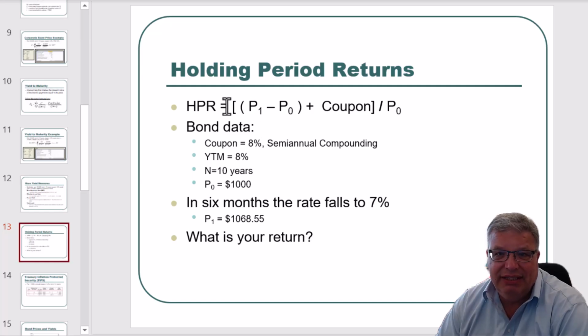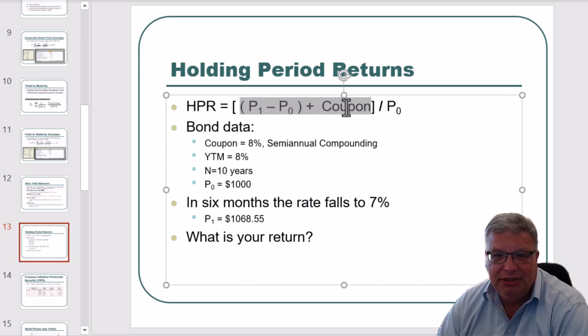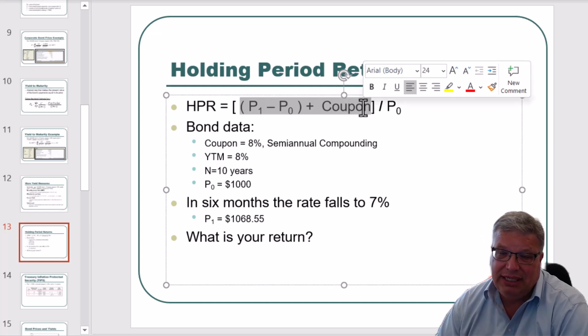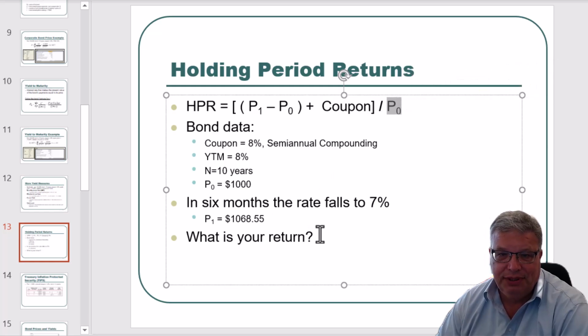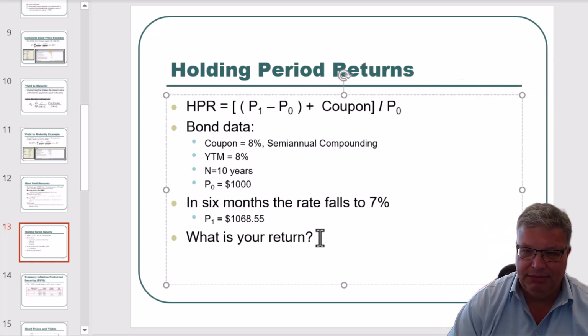And this is just like any return equation, right? The change in price plus the income. In stocks, it's dividends. And here it's the coupon, divided by the initial price, right? So why don't we do that here?